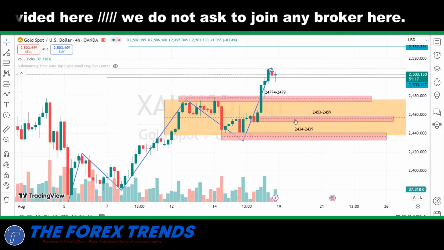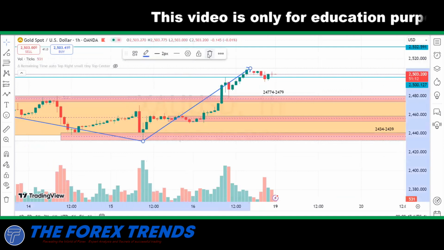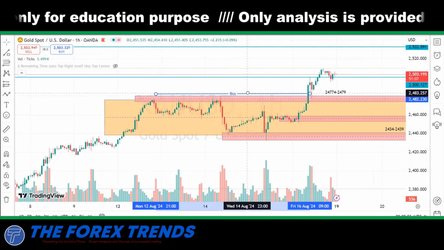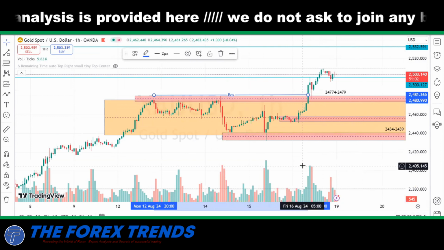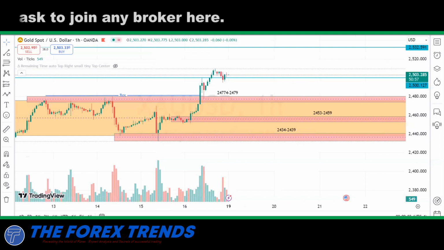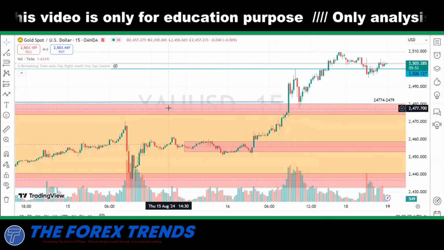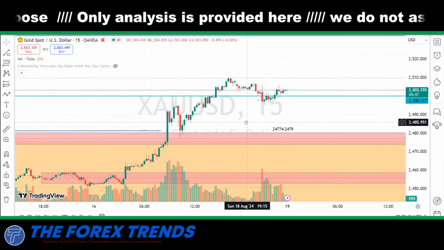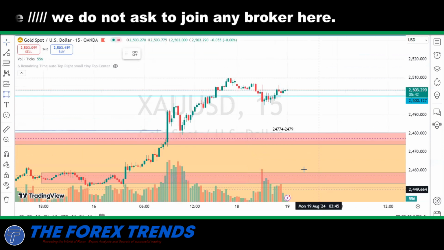If I shift to the 1 hour for intraday purpose, you can see this is a break of structure of the 1 hour frame also. And the same zone will work for 1 hour. Okay. The zones remain the same for 1 hour also. Let me shift to the 5 minute or 15 minute for scalping purpose today. As you know, today the market will remain slow because today is Monday.